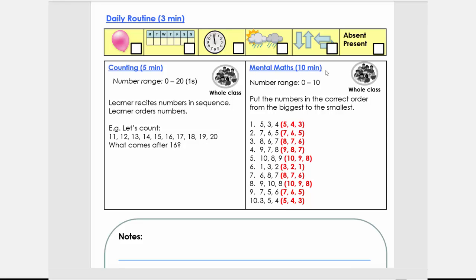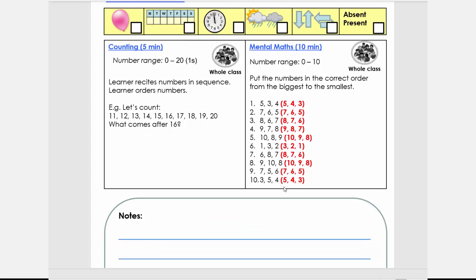Then we're going to do the mental mathematics. It's similar to what we have done already. So I want you to look at the 3 numbers and then ask it orally and then ask the child to give you the answer from the biggest to the smallest. Remember, your answers are always here in red. I want you to pause.